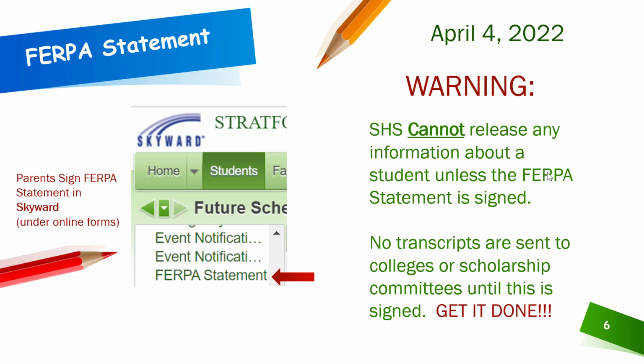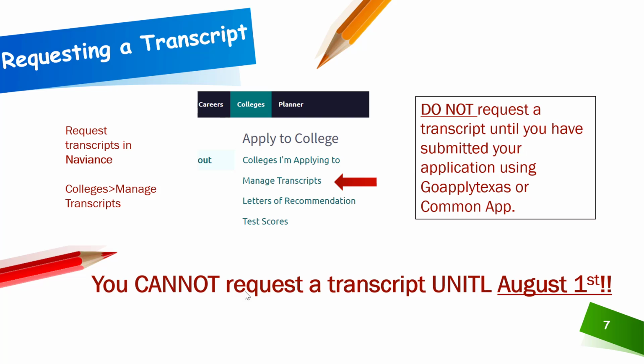All right. Also very, very important, and you can take care of this right now. You don't have to wait till fall. Go into Naviance under online forms and the portfolio under student. Find the online forms. Find the FERPA statement. FERPA, FERPA. You need to sign that. The parent has to sign it to give us permission to send transcripts to colleges or to any scholarship committees. We will not send a transcript if the FERPA form isn't signed. Again, you can sign it now for next year.